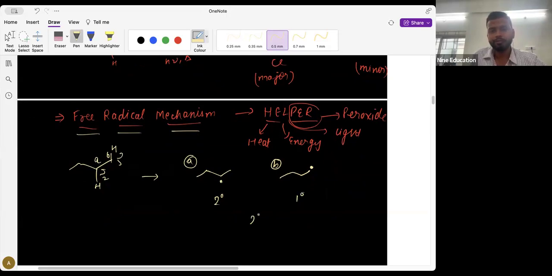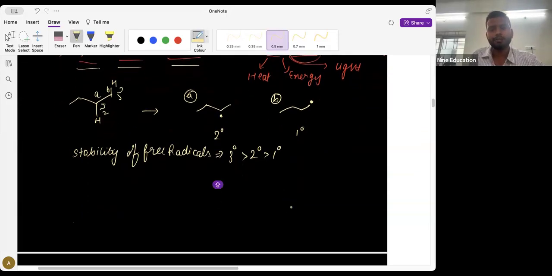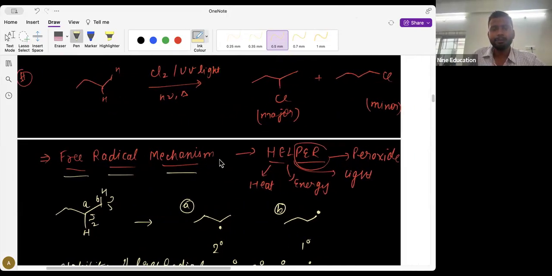Out of 2 degree and 1 degree, we always remember 2 degree free radical is more stable. So we always try to see in this reaction the stability of free radicals. Stability of free radicals: always 3 degree free radical will be more stable than 2 degree, then simple CH3 radical. Therefore, what happened? This 2 degree free radical will be made.